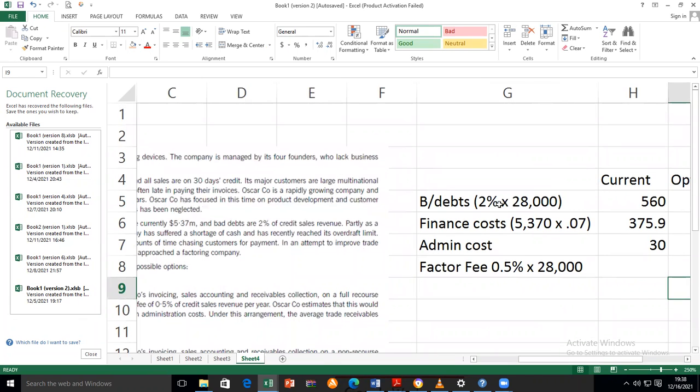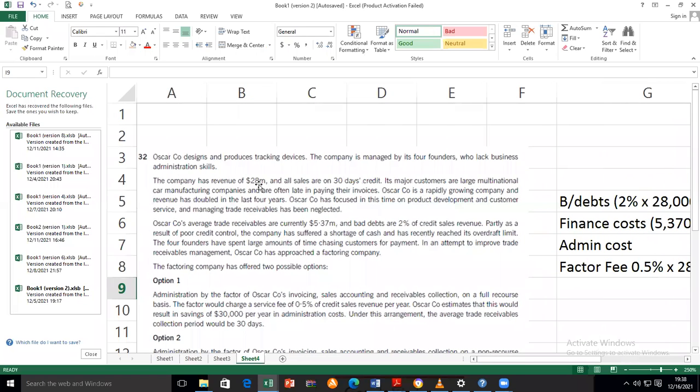The bad debts, 2% of credit sales. As you can see here, 28,028,000 if we take out 3 zeros. So what we are saying is that the bad debts currently are at 2%. Okay. And there's finance cost on receivables of 5370 if we throw away 3 zeros.